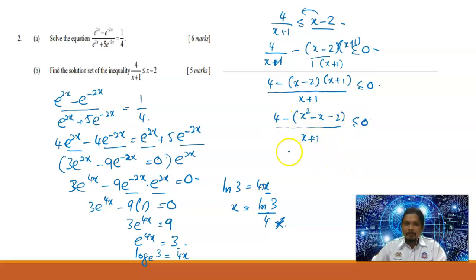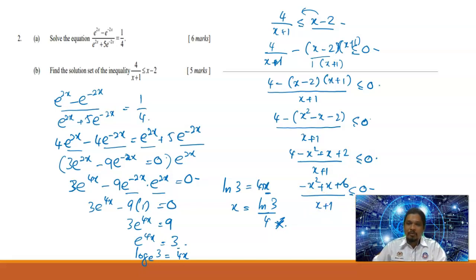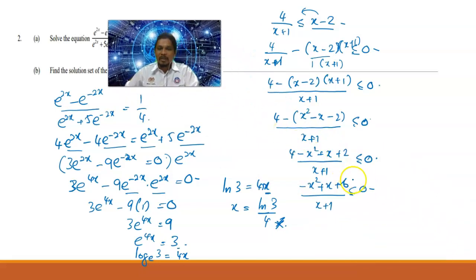Open up the bracket here. So 4 minus x squared plus x plus 2 divided by x plus 1 less than or equal to 0. Then we get negative x squared plus x, 4 plus 2 equals 6, divided by x plus 1 less than or equal to 0. Okay, so now let's simplify this.